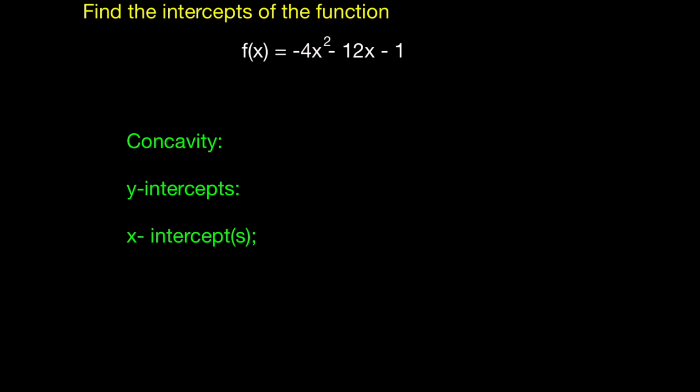Find the intercepts of the function. First, I'm going to label my a value, my b value, and my c value. A is -4, b is -12, and c is -1.